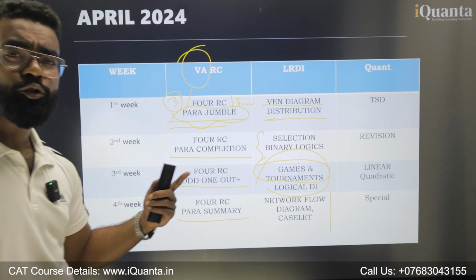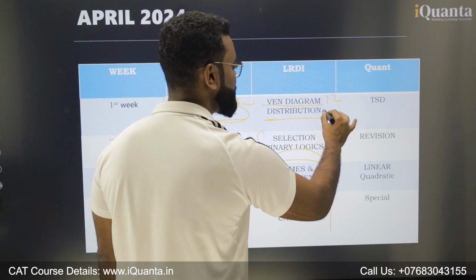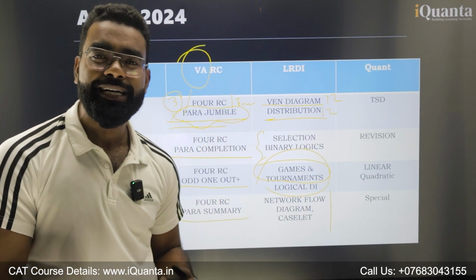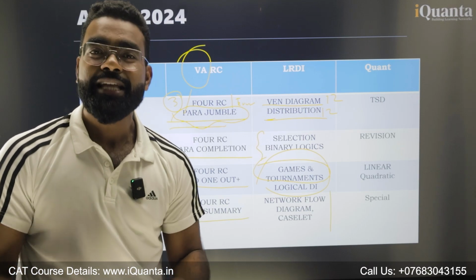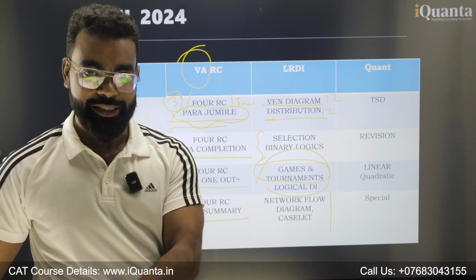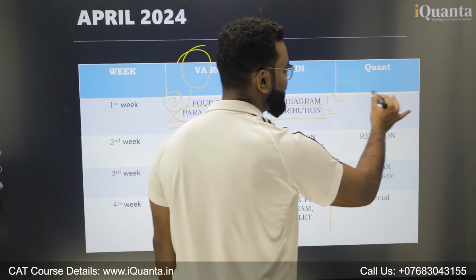So I'm not giving you too much work in a week, but you need to do Venn diagram 12 sets, distribution 12 sets. So this is the way you can do all of the different things, at least for the first 2 months. Then we go for the individualized mixed preparation. Do you understand me? So March, April is for the individualized thing, and Quant, it's basically TSD.